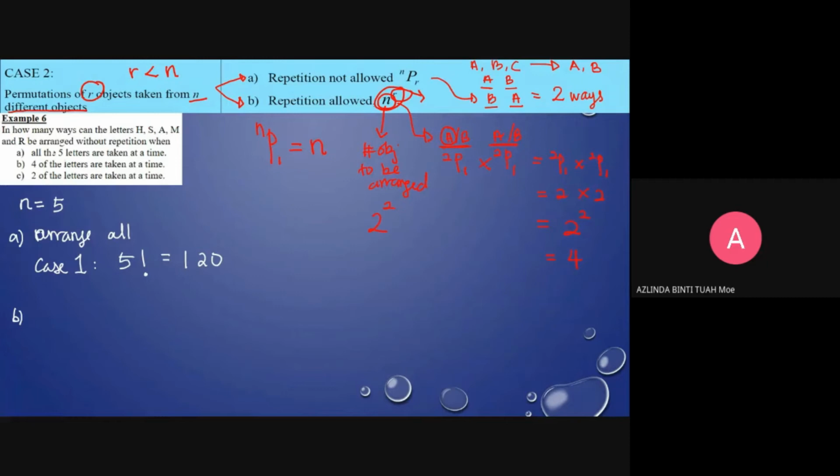Okay, 6B, we are going to arrange 4 of them. So to be arranged is 4, meaning that the R equals to 4 without repetition. So without repetition is case number 2A. Repetition is not allowed. So from the formula, we can see that the calculation nanti akan jadi 5P4. Okay, what is the answer for 5P4? BC6, Shafiq. 5 second, 1, 2. 120, madam. Okay, thank you.